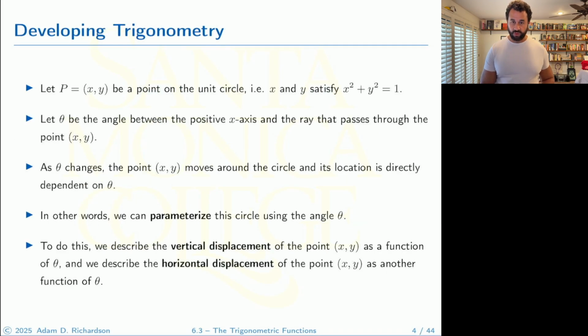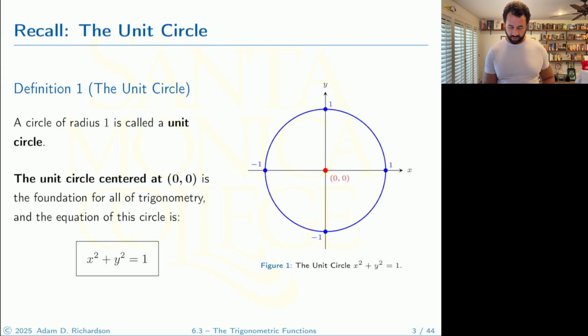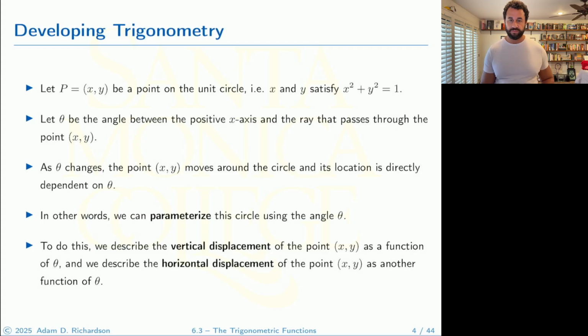All right, so how are we going to do this? Well, think about it like this. We're going to pick a point P, which is x comma y, on the unit circle. So in other words, whatever x and y are, they satisfy the equation x squared plus y squared equals 1. Could be any point, could be this point, could be this point, could be this point. We're just going to pick a point on the unit circle, okay?